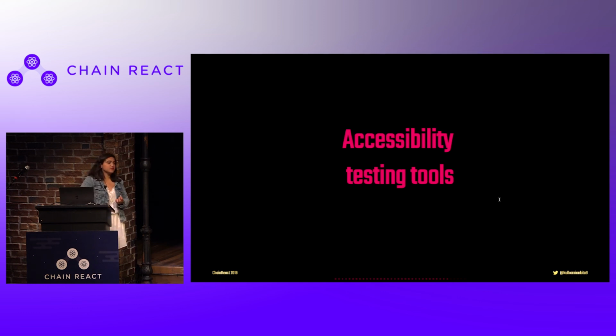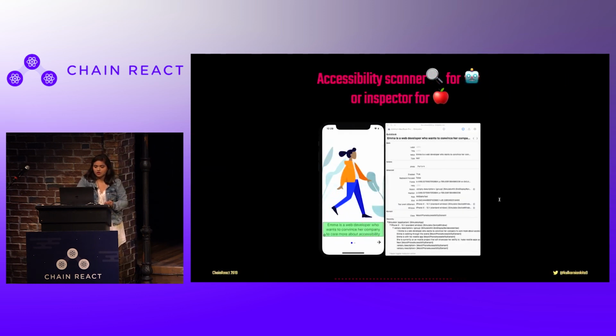So these are some of the accessibility testing tools: Accessibility Scanner for Android and Accessibility Inspector for Apple. These are some of the tools that could actually help improve accessibility, and you can test it out. In my case, I hooked it up with Accessibility Inspector for Apple. As you can see over here, on the left-hand side is the text: Emma is a web developer.